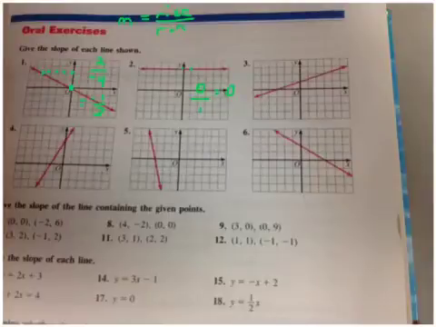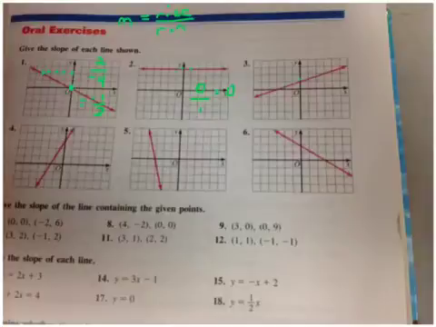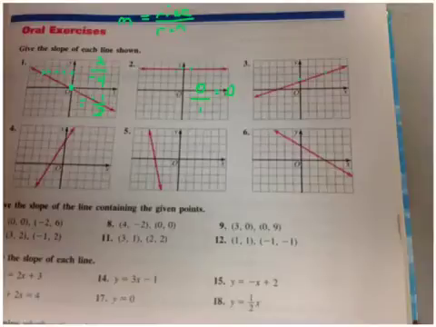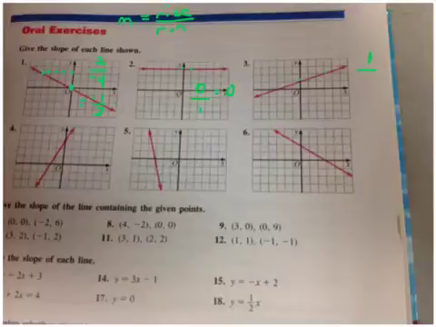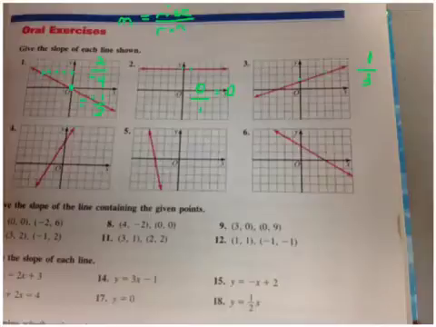All right, number 3. Here we'll pick this point right here because it's a good one, and it looks like there's another good one right there that's easy to count to. So we would rise up 1, so that would be a positive 1, and then we would run over 1, 2, 3, so it'd be a positive 3. Now number 4, because I did assign 3 through 5, I did 2 as an extra.